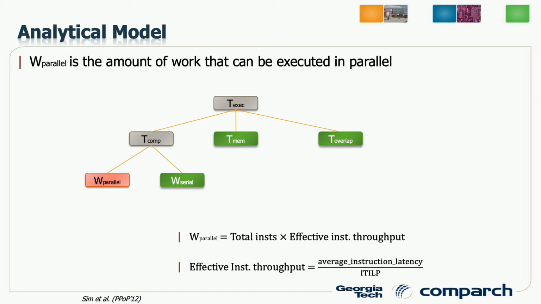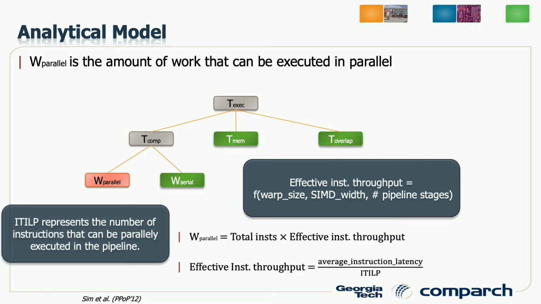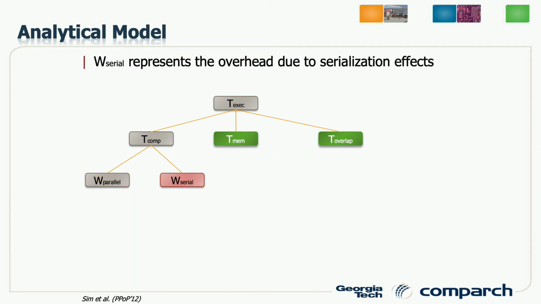The main compute execution time on the GPU depends heavily on thread-level parallelism. But not only that, we also need to consider instruction-level parallelism in GPUs as well. So effective instruction throughput is what we need to consider, especially in these highly parallel architectures. We have to consider warp sizes, SIMD widths, and pipeline stages. And then ITLP, the combined instruction and thread-level parallelism, considers both of them.